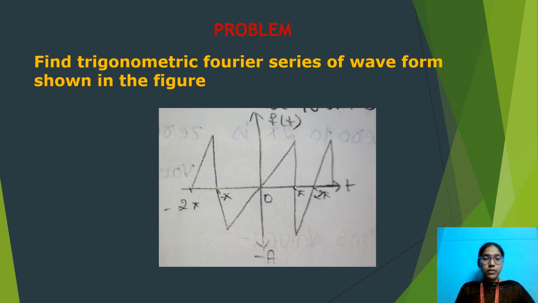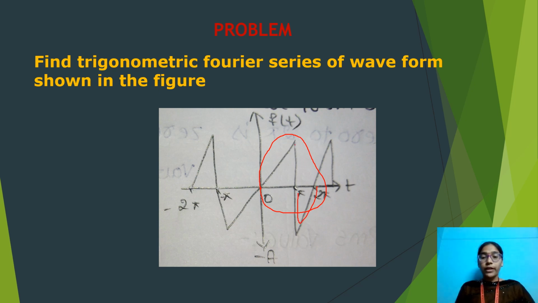This is an odd symmetry because the line is passing through the origin. That's why it is known as odd symmetry. Here we have to consider the limits as 0 to 2 pi because this is one cycle. So 0 to this point, this point to pi, and pi to 2 pi.